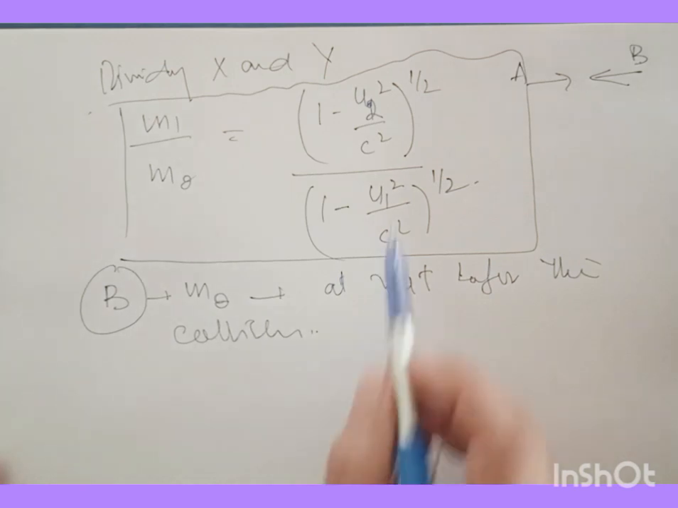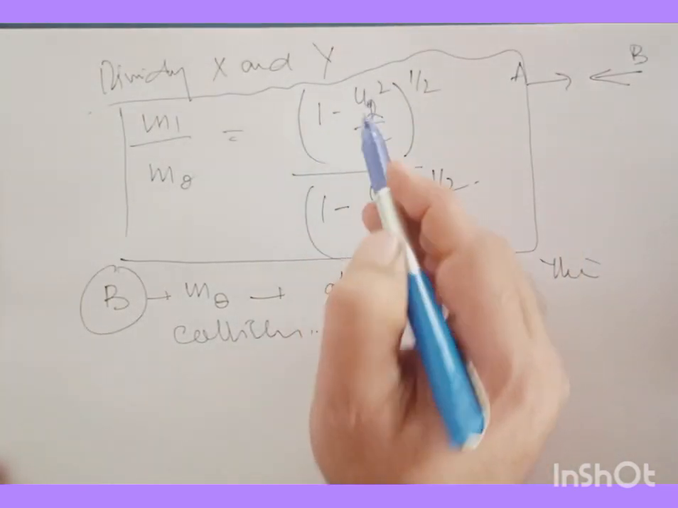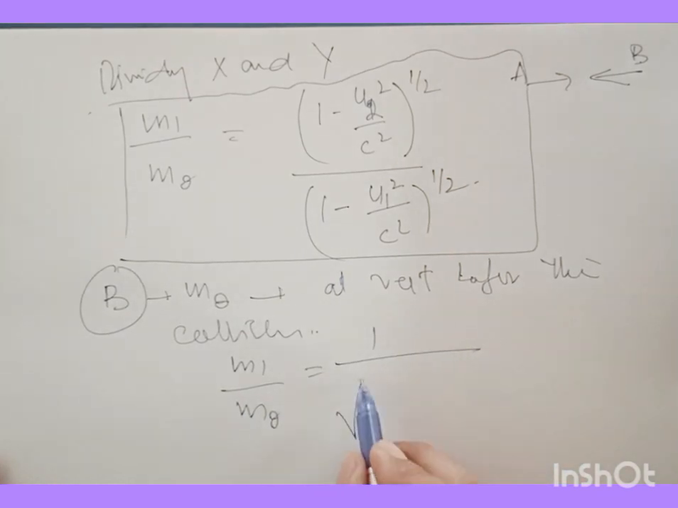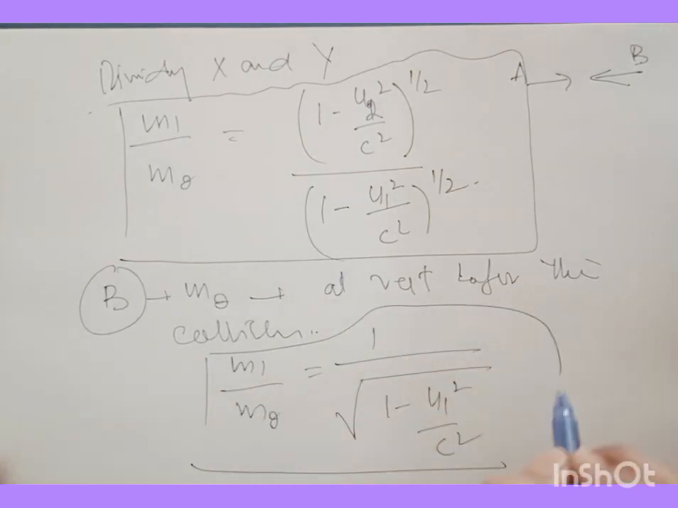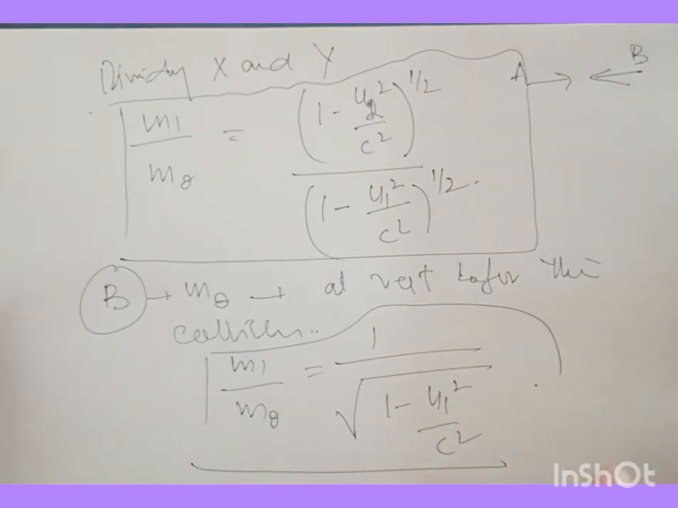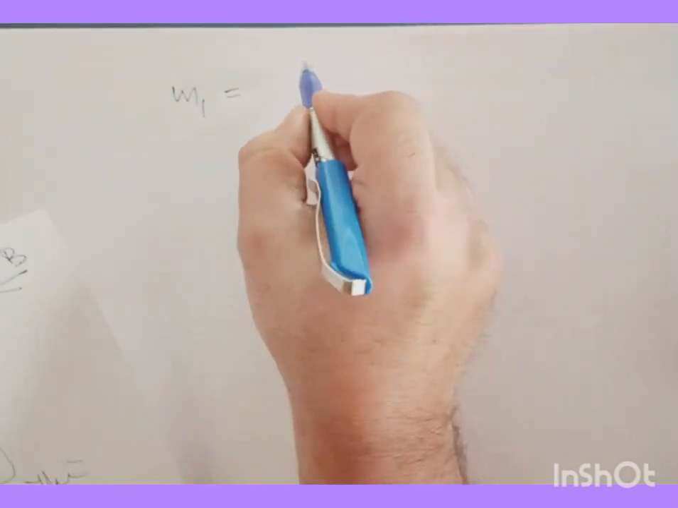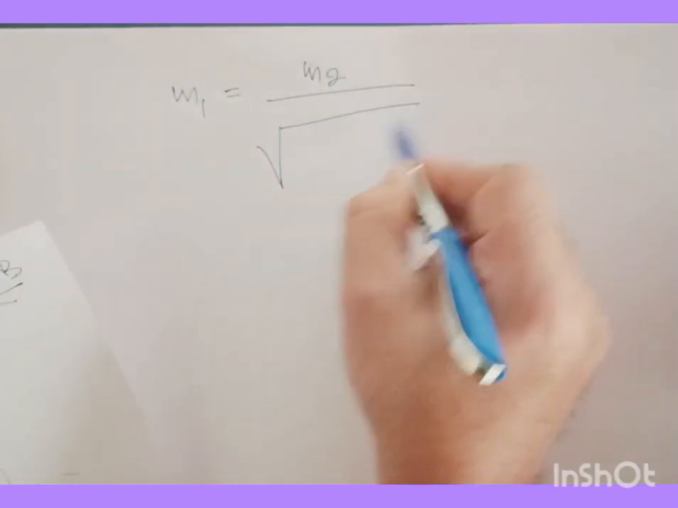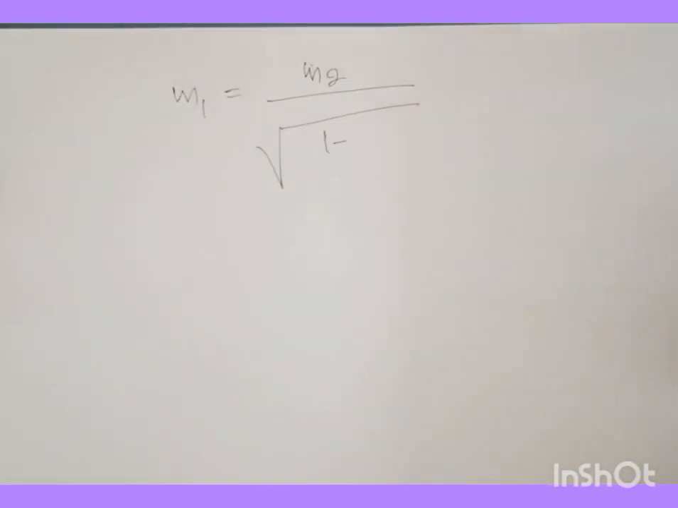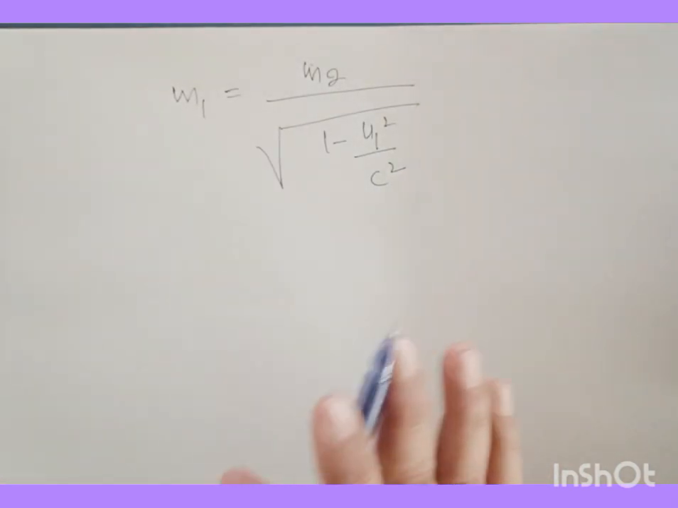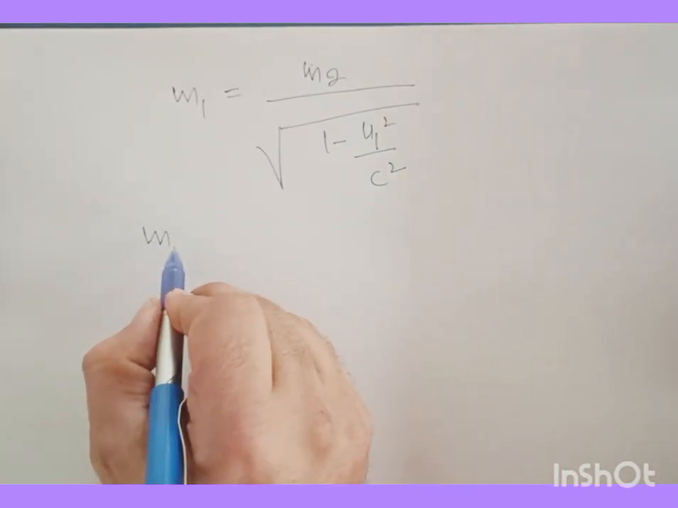If I assume that, then this whole term will boil down to 1, and what I'll get is m1 by m2 is 1 by under root of 1 minus u1 square by c square. This should be the case. So I can take this m2 up, and what will I have? I will have m1. So m1 is going to be m2 by under root of 1 minus u1 square divided by c square. Okay, that's the case.